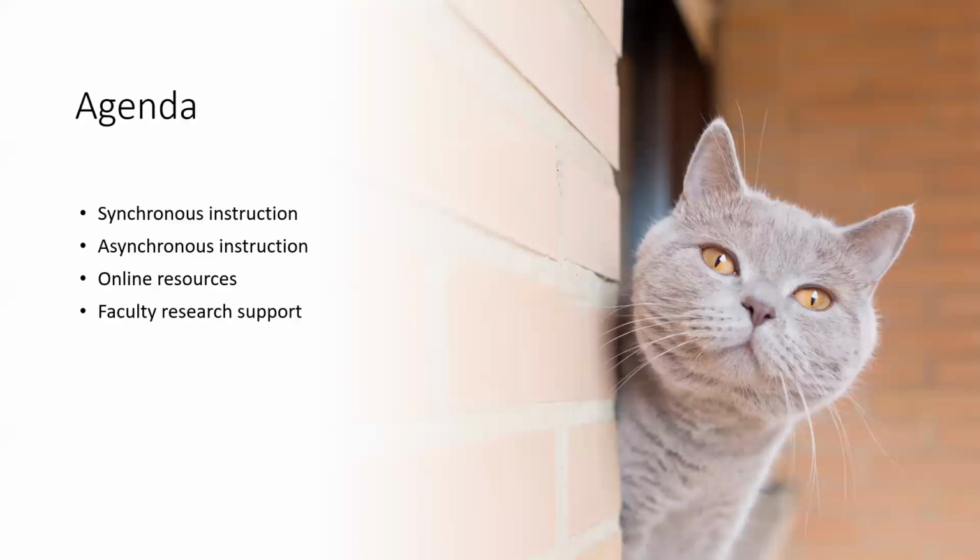Today I've broken up all of the different library services and supports into four sections. So we have ways that we can assist you with synchronous instruction. We can assist with asynchronous instruction. We have online resources that you can incorporate into your courses. And finally, we have support for faculty research as well.